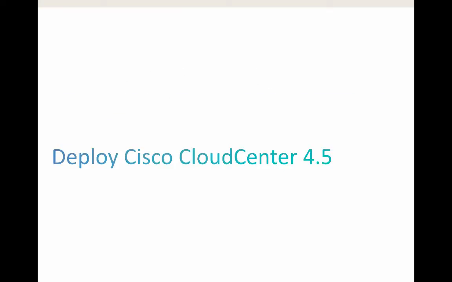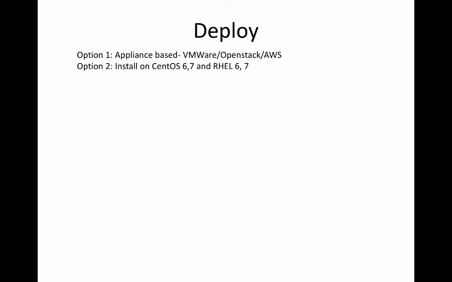Now, deploying the Cloud Center, how do you do that? There are two options. Like most software these days, you have the option to deploy through an OVA, and Cisco provides an OVA for VMware, an appliance for OpenStack, and an AMI image for AWS. For the rest, you have to install the operating system yourself, like CentOS 6 or 7, or RHEL 6 or 7.